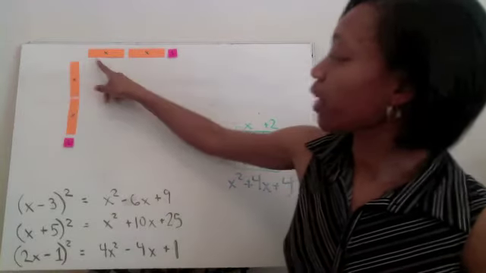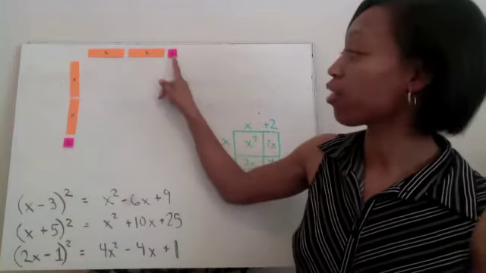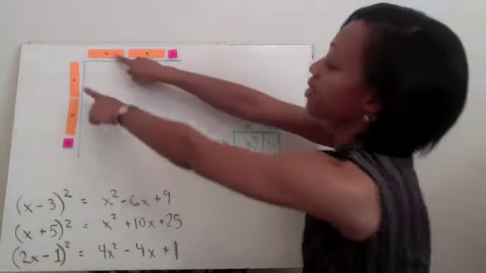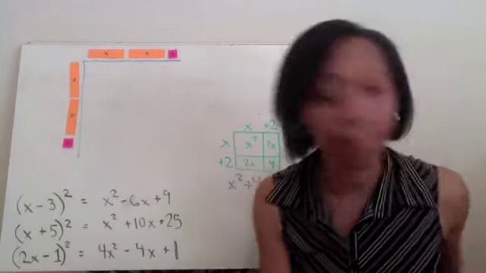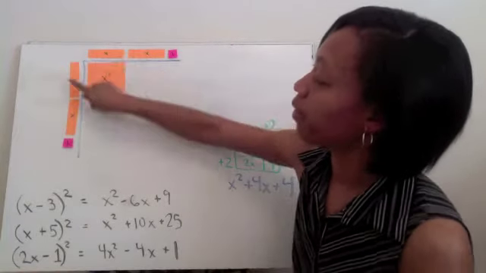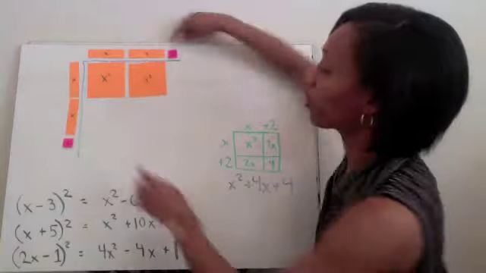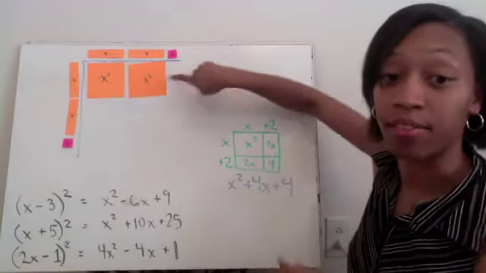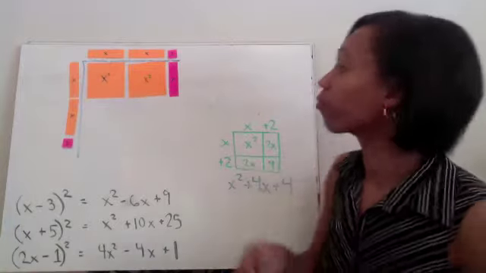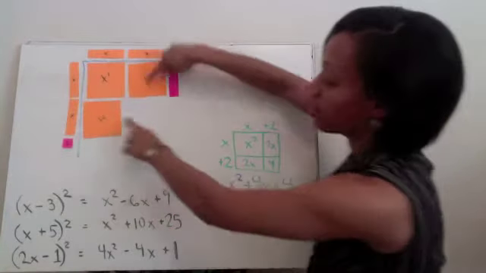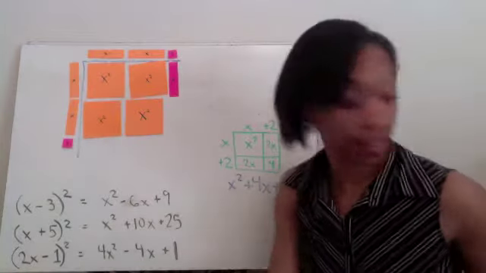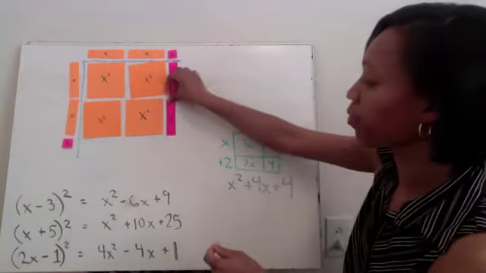Okay, so here I have 2x minus 1 across the top and 2x minus 1 here. Now we're going to multiply. So here I have x times x is x squared, and an x squared block goes there. X times x is again x squared. X times negative 1 is negative x. X times x is x squared. X times x, again x squared. X times negative 1, negative x.